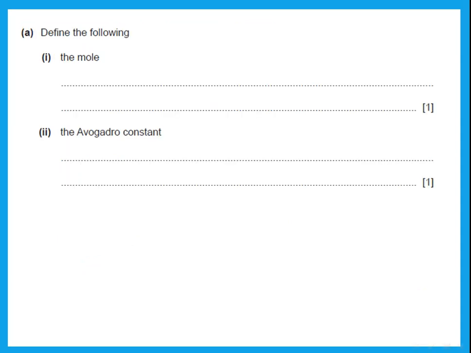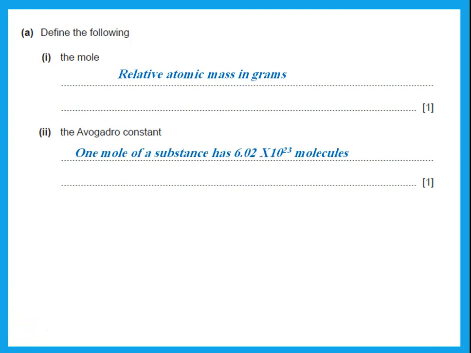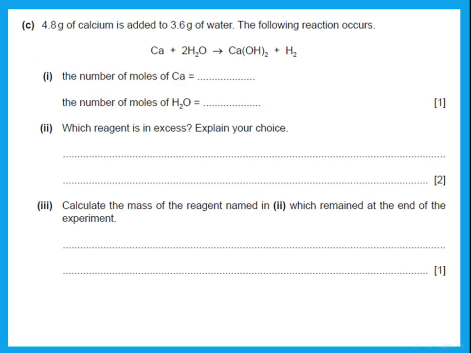Okay, so define, definition. Please memorize definitions. They're the easiest thing that you can get, easiest questions that you can get. So what was the definition of mole? Mole was relative atomic mass in grams. Which one was the Avogadro constant? We said the Avogadro constant is 6.02 times 10 to the 23. So Avogadro's law says 1 mole of a substance has 6.02 times 10 to the 23 molecules.